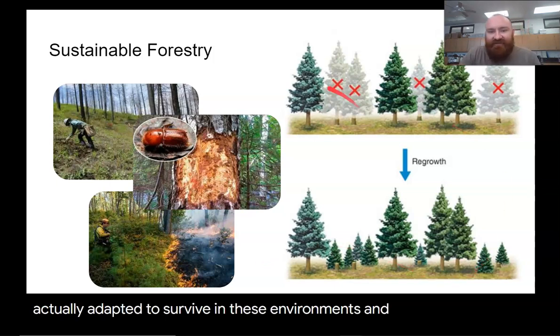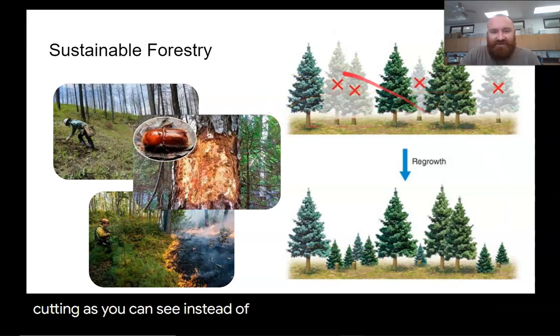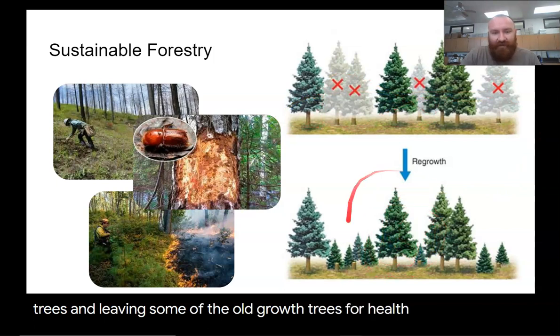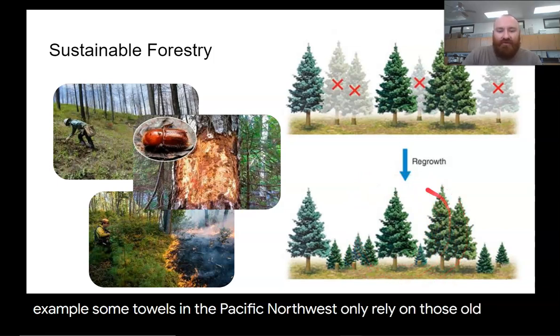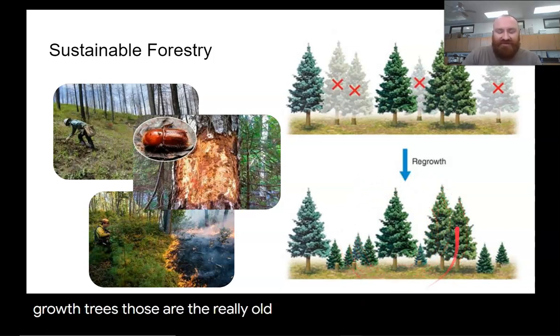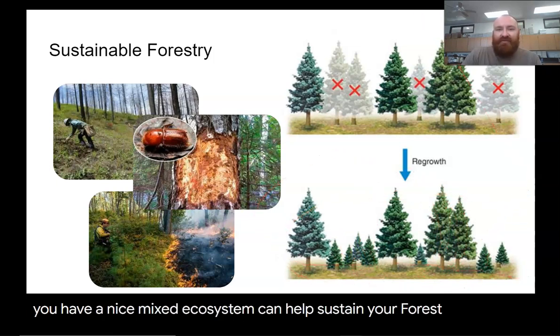And then selective cutting, as you can see, instead of clear cutting, just selecting some of the trees and leaving some of the old growth trees for healthy habitat. For example, some owls in the Pacific Northwest only rely on those old growth trees. Those are the really old, large ones. And so making sure that you have a nice mixed ecosystem can help sustain your forest for longer.